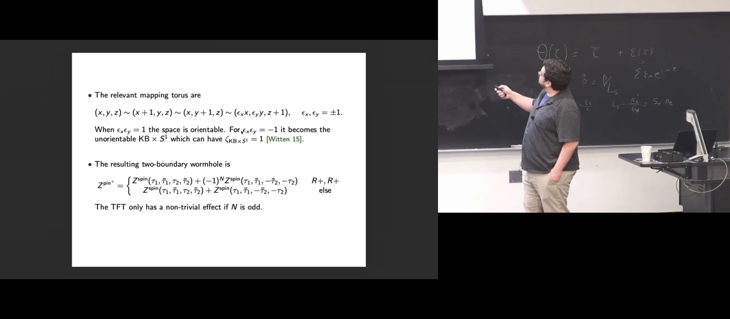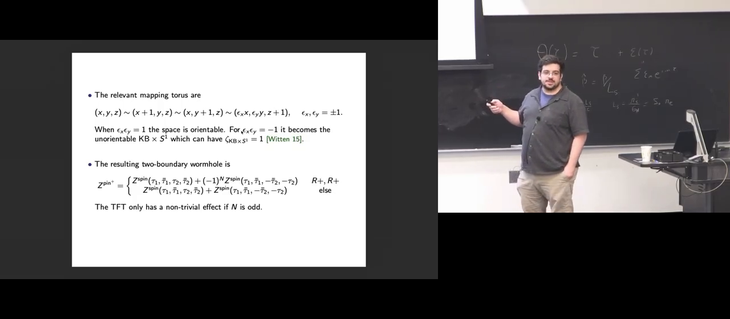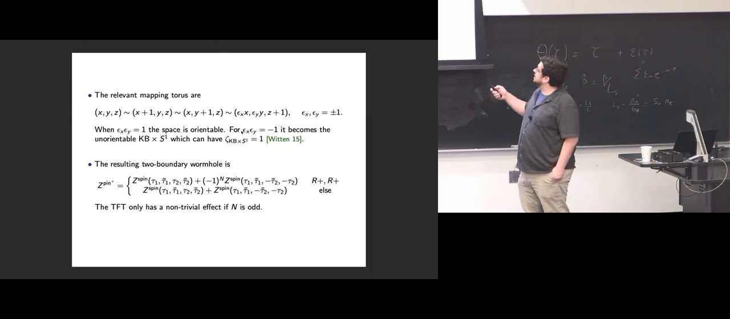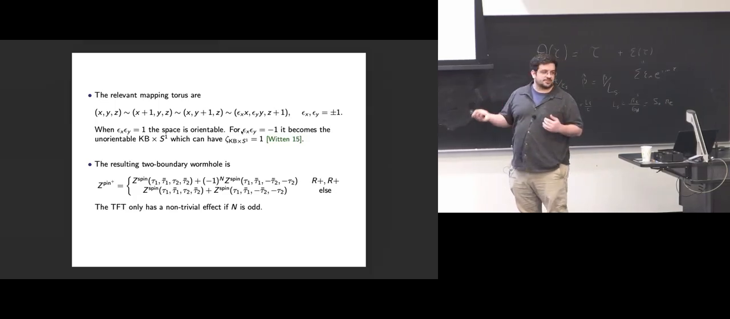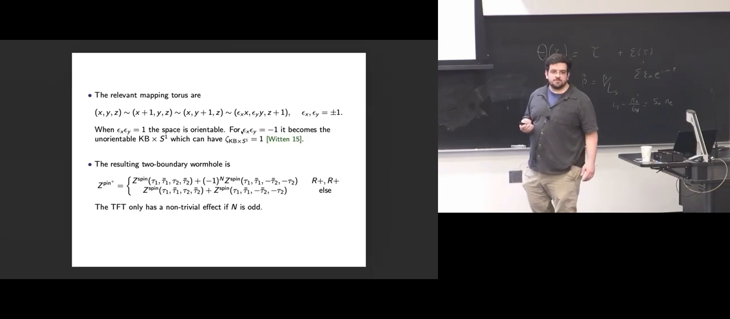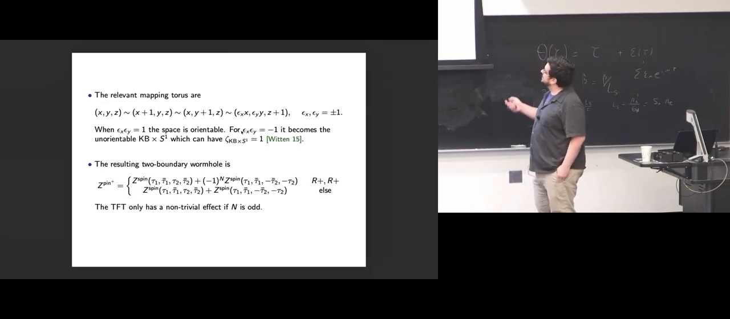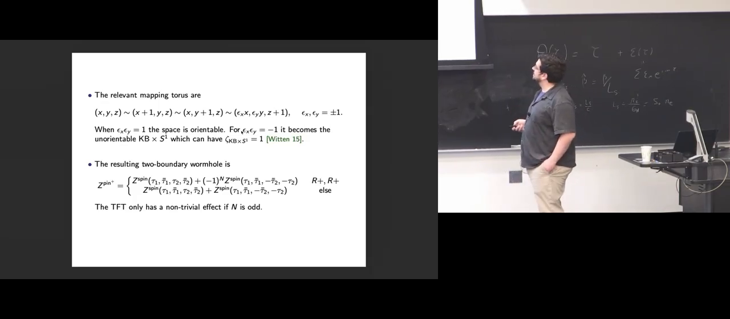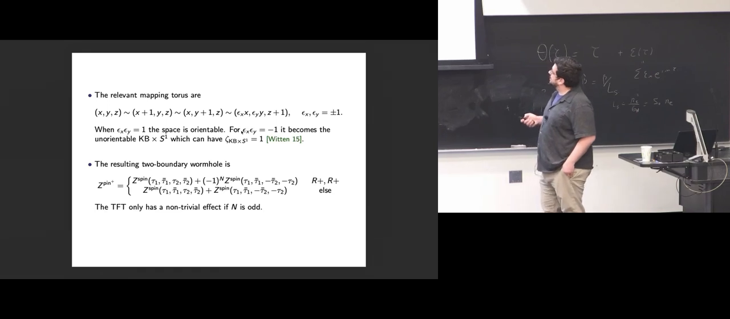For example, if the 2 epsilons are +1, we did nothing. If the 2 are -1, we acted with the CPT symmetry. If one is +1 and the other one is -1, then we act with either reflection or time reversal. So these are all different wormholes, and these are the mapping torus relevant to compute the partition function.